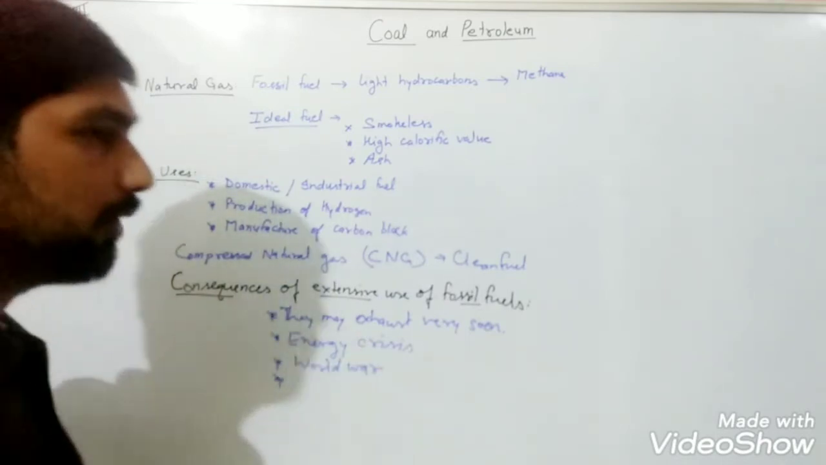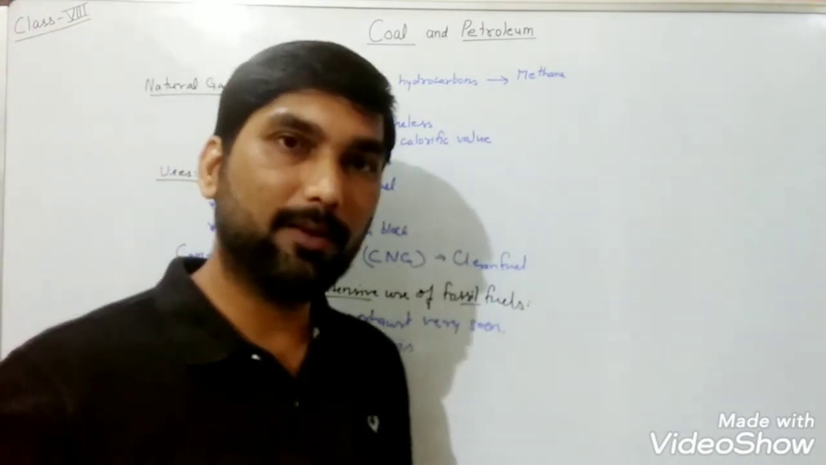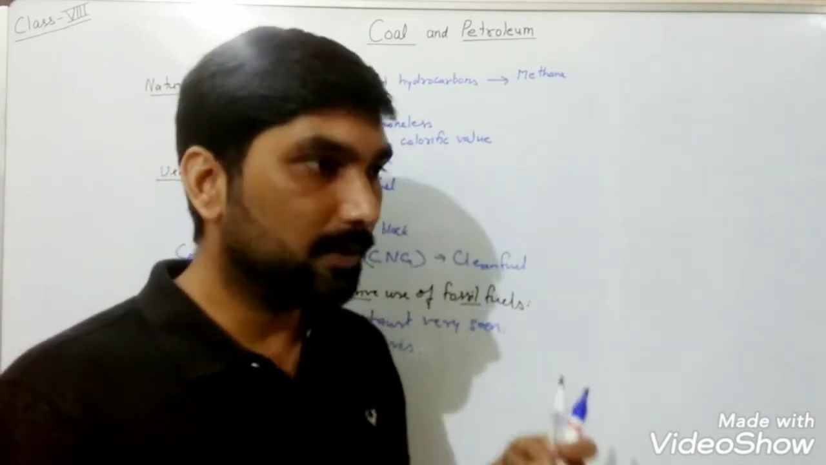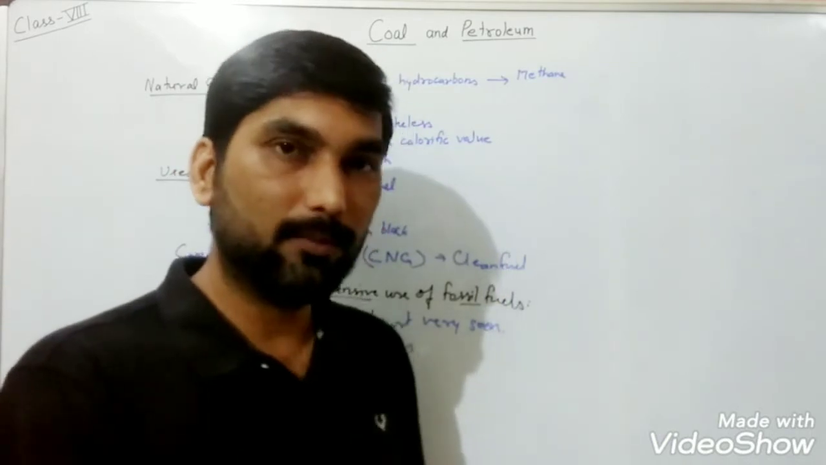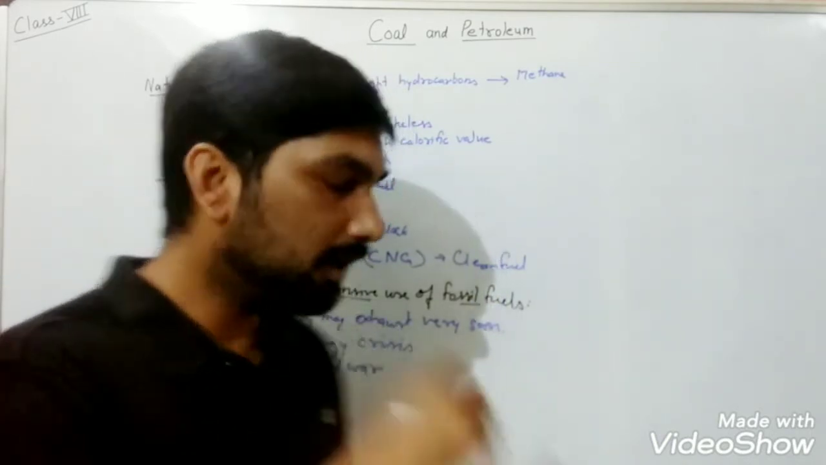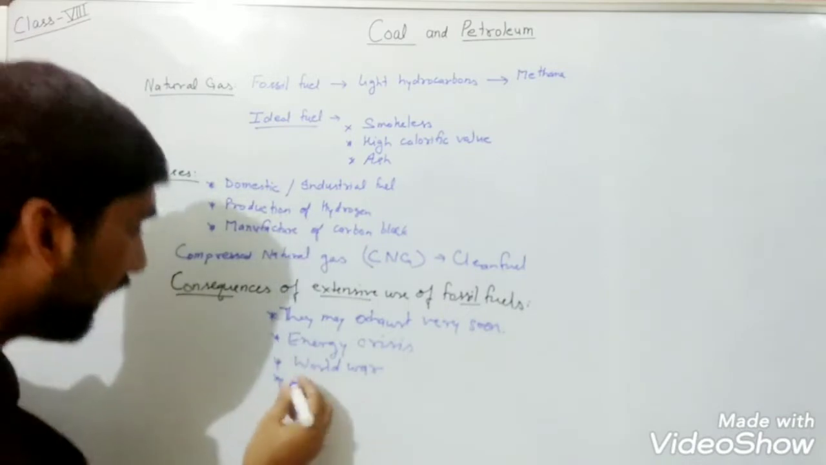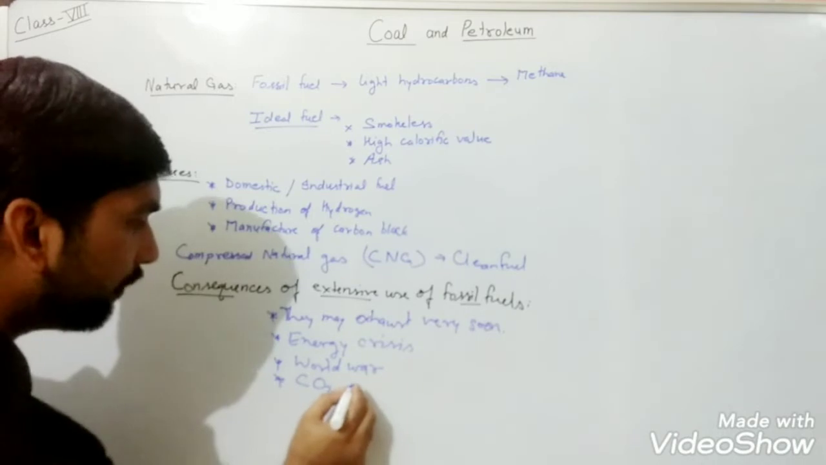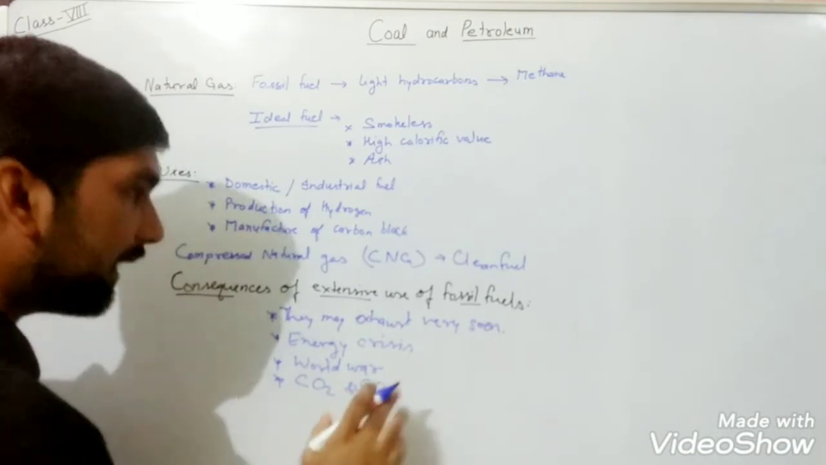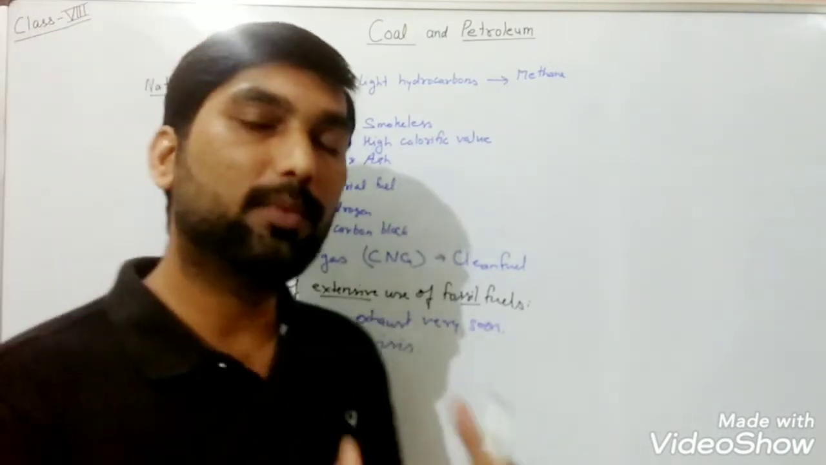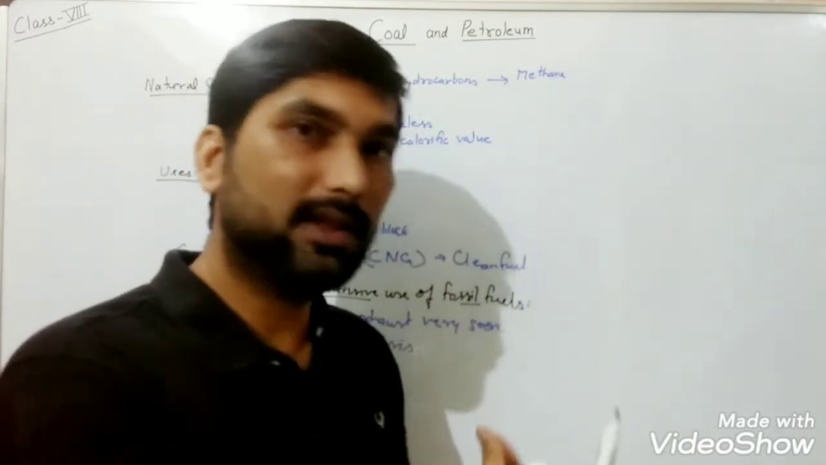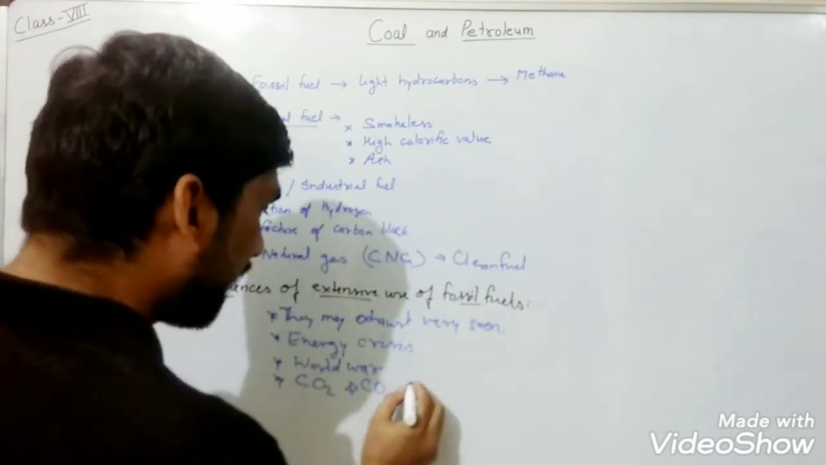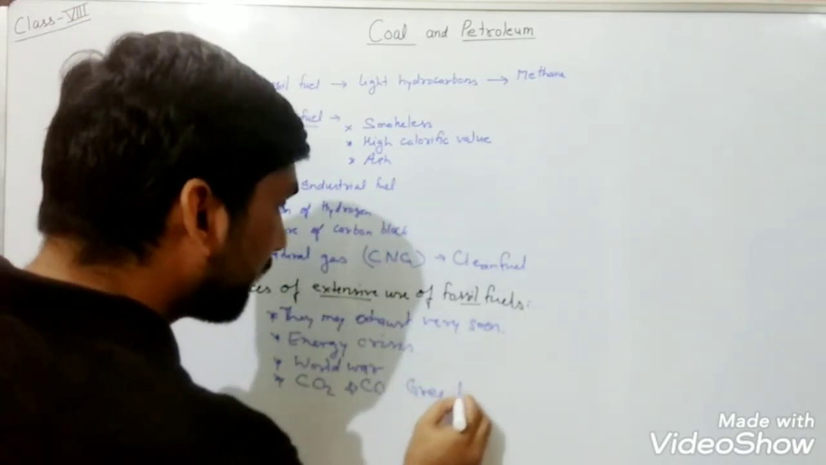Next consequence, whenever petrol or diesel automobiles, or coal, are burnt, they produce a lot of smoke and a gas that is known as carbon dioxide, CO2, and carbon monoxide when these substances burn in insufficient oxygen or air, and these are responsible for the greenhouse effect.